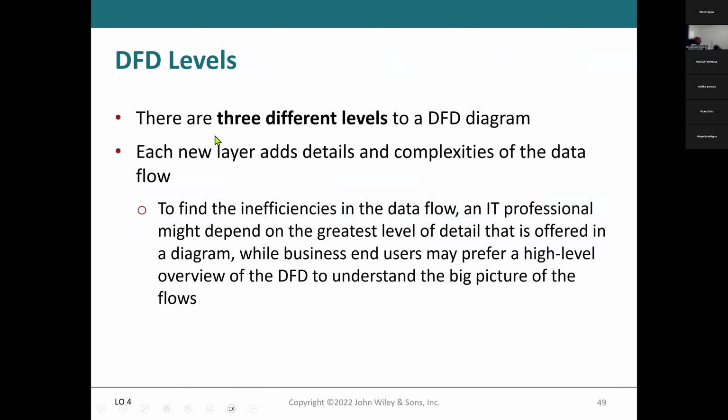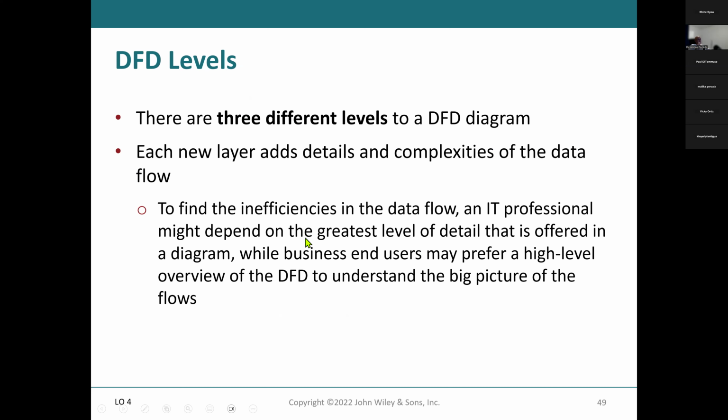So now this one is at 3 different levels. Each layer adds more complexity to the data flow. So to find the inefficiencies in data flow, an IT professional may depend upon the greatest level of detail that is offered, while a business end user may prefer a high level overview of the data flow diagram to understand the big picture of data flow.